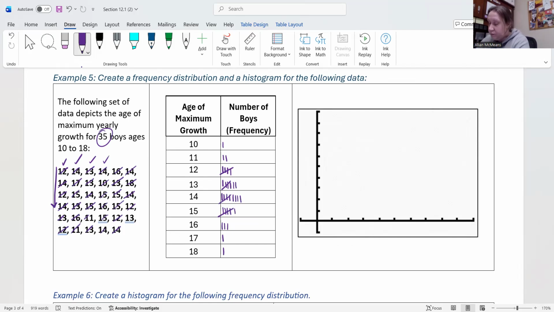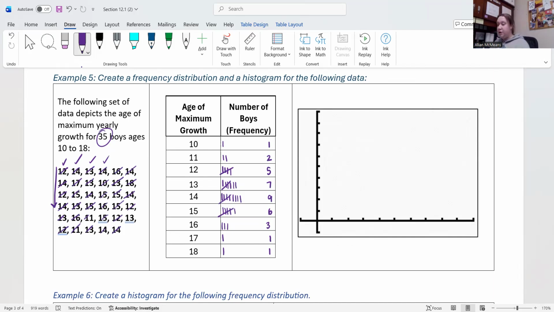For 10, only one kid had their growth spurt at age 10. Two kids had their growth spurt at age 11. Five had a growth spurt at 12. Seven had a growth spurt when they were 13. Nine had a growth spurt when they were 14. Six had a growth spurt at 15. Three had a growth spurt at 16. One had a growth spurt at 17. And one had a growth spurt at 18.